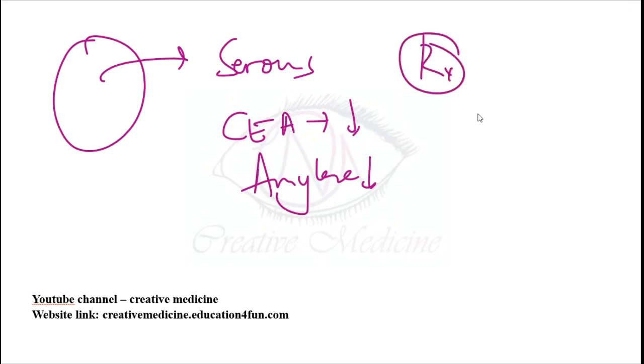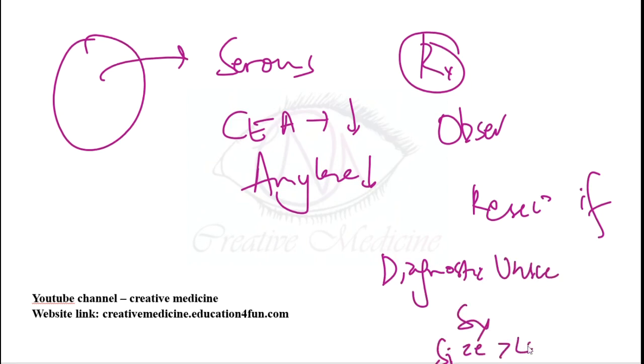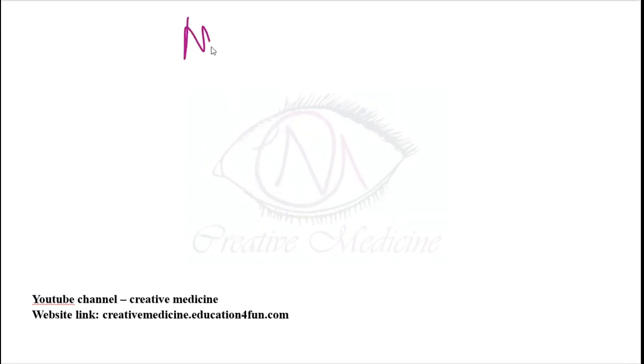Then the treatment includes observation, and you can also do resection. Resection is indicated if there is diagnostic uncertainty, if the patient is symptomatic, or if the size is more than 4 centimeters, then we do resection. Then we have mucinous cystic neoplasm.